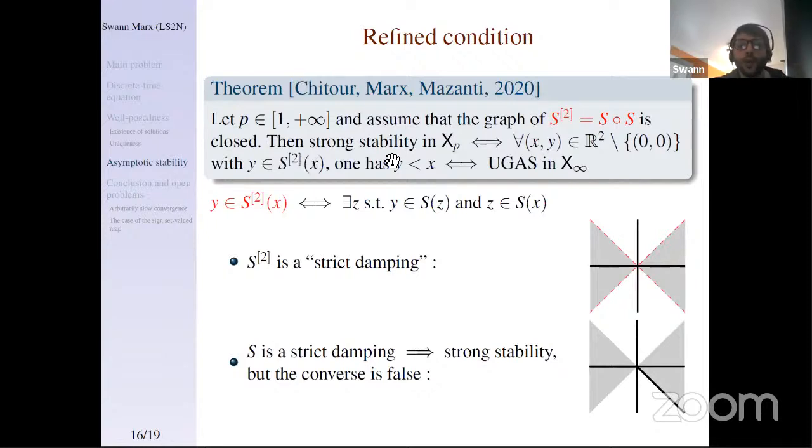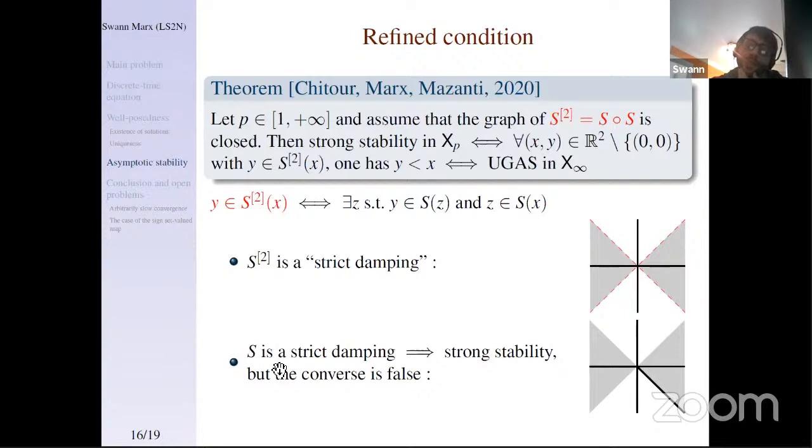So we have an equivalence between the strong stability in XP and in U-gas in X infinity. And we have a kind of strict damping condition, which says that if Y belongs to this iterated function, then Y is strictly less than X, which is represented by this region. This region is the strict damping region. So you just have to avoid the red lines.